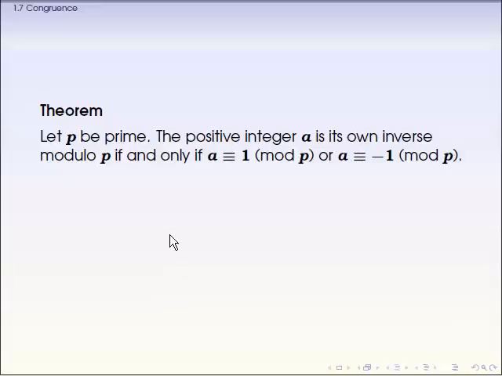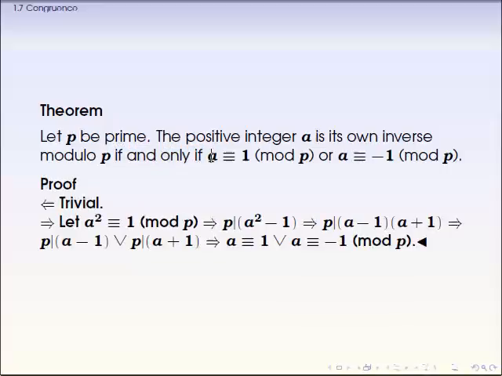Okay, let's say p is a prime, and the positive integer a is its own inverse modulo p if and only if a is congruent to 1 or congruent to -1 modulo p. And this statement is if and only if, so we actually have to prove two different directions, right? The first one, let's just accept this one.